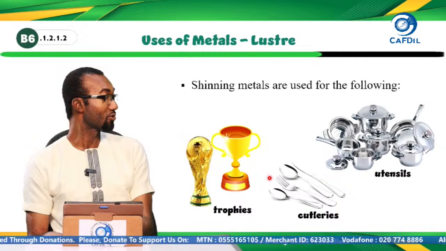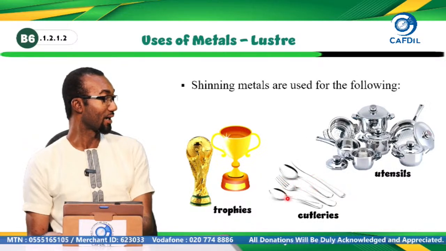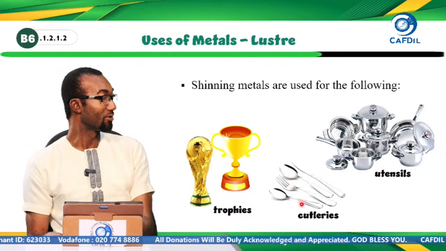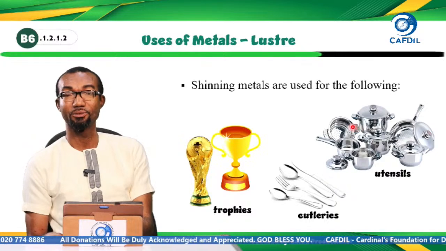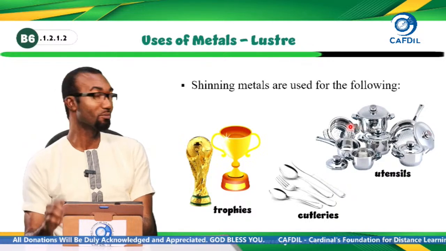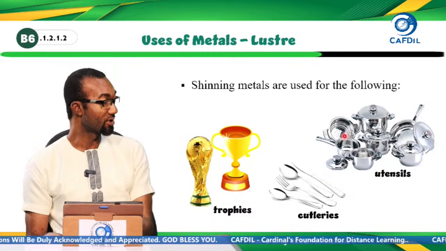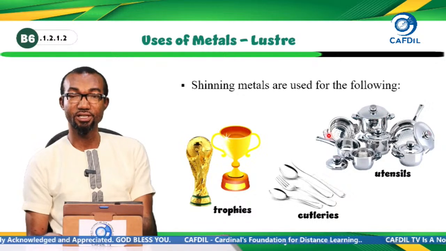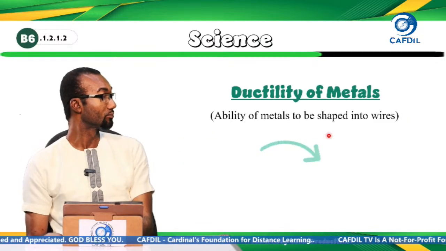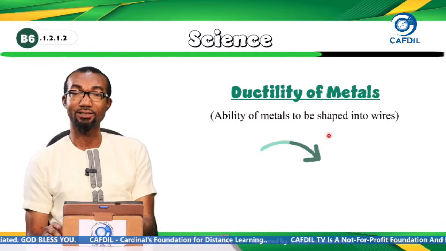We can also use it to make trophies. Look at how beautiful this trophy is. Very shiny. You can also use it to make cutleries, like the spoon, the fork, the knife. They look shiny. Look at the utensils, they also look shiny. And because they are shiny, we use it to make all these beautiful objects you see on your screen. Now let's get to ductility.